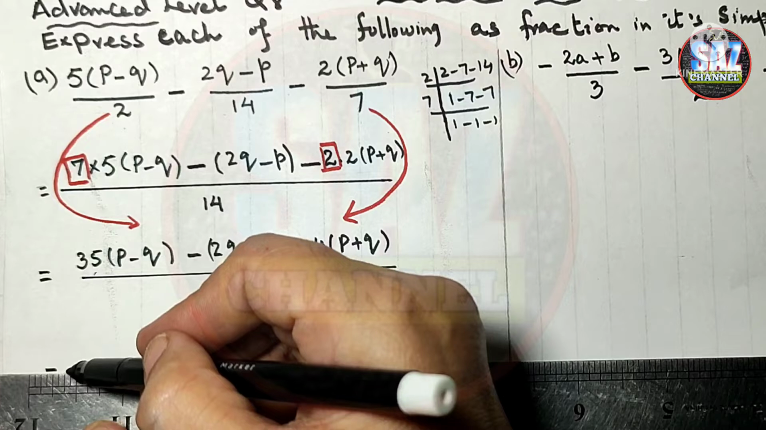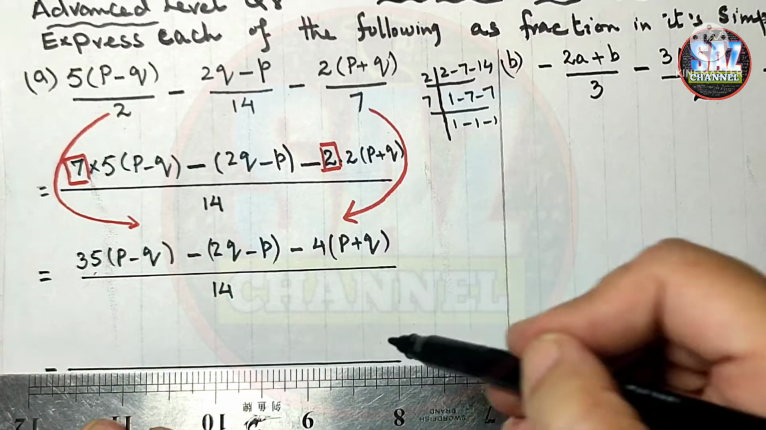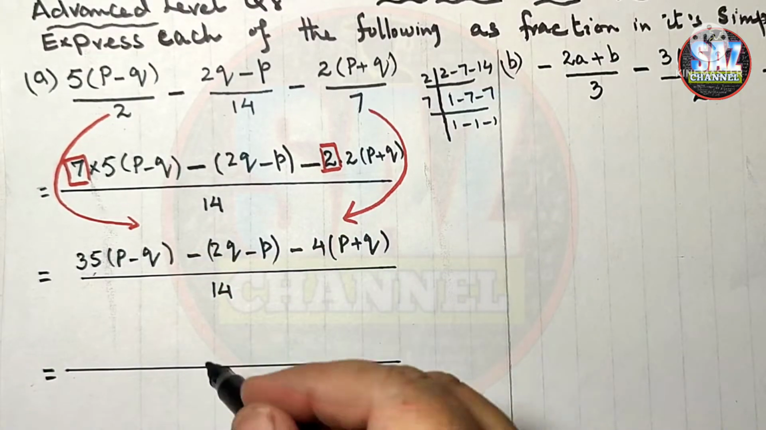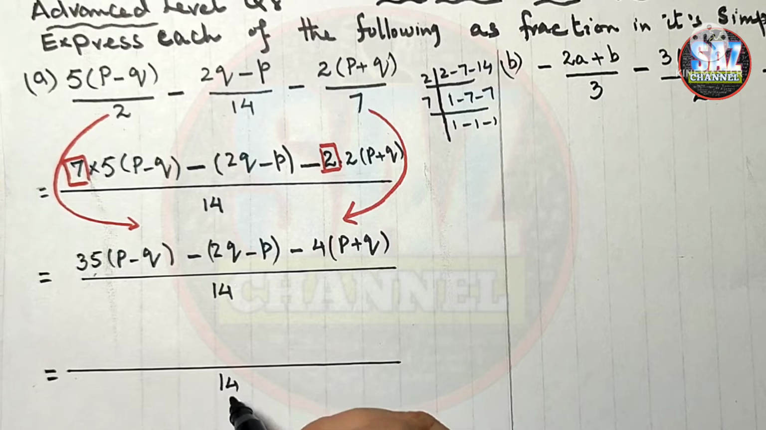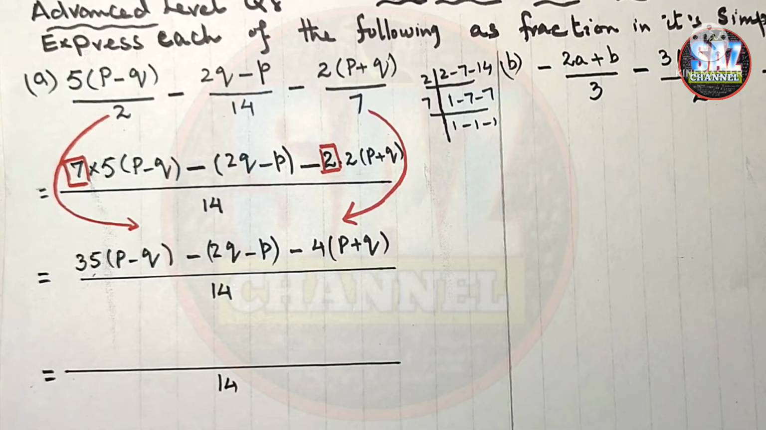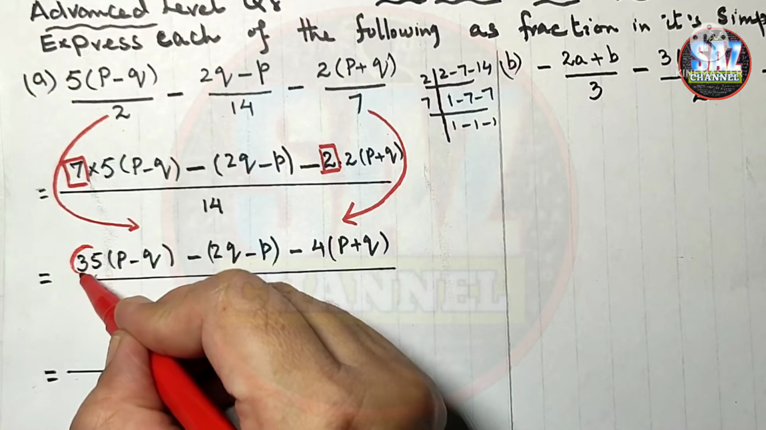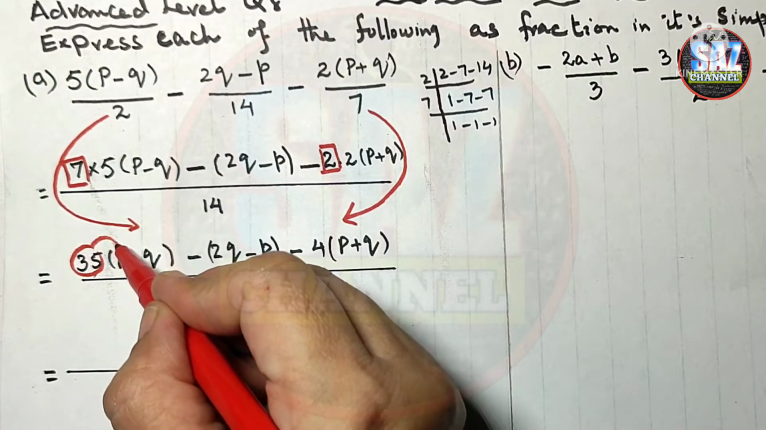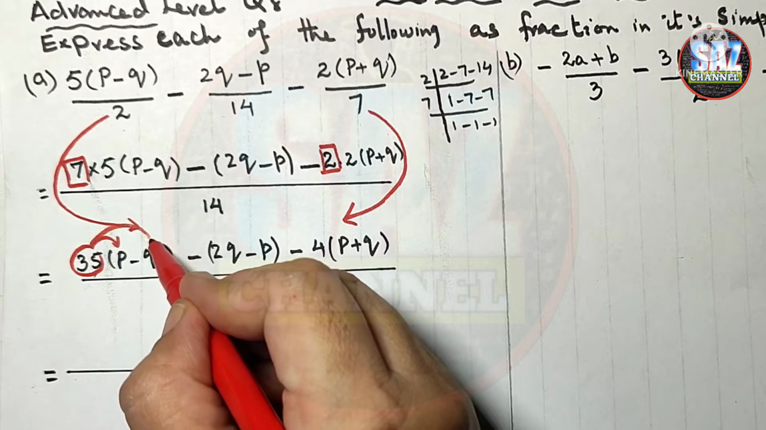And now what we have to do is apply the distributive property. What is the distributive property, students? Let me first write the LCM here. Now we have to multiply the number which is outside the bracket with every term inside the bracket.